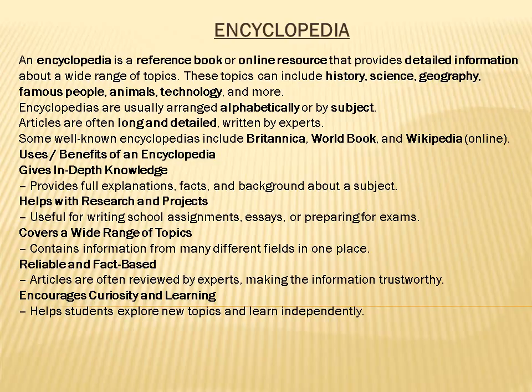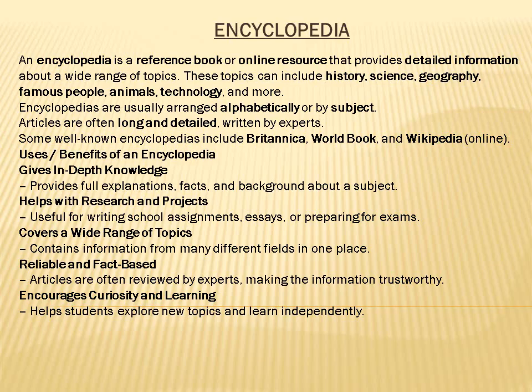The encyclopedia. An encyclopedia is a reference book or online resource that provides detailed information about a wide range of topics. These topics can include history, science, geography, famous people, animals, technology, and more. Encyclopedias are usually arranged alphabetically or by subject. Articles are often long and detailed, written by experts. Some well-known encyclopedias include Britannica, World Book, and Wikipedia Online.